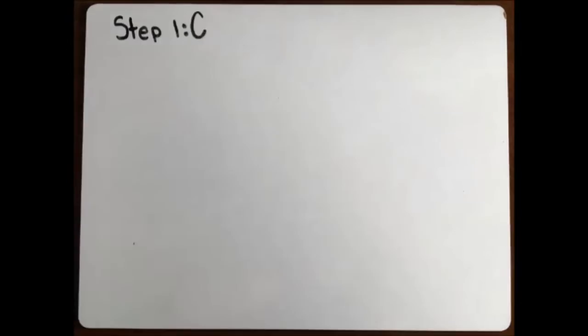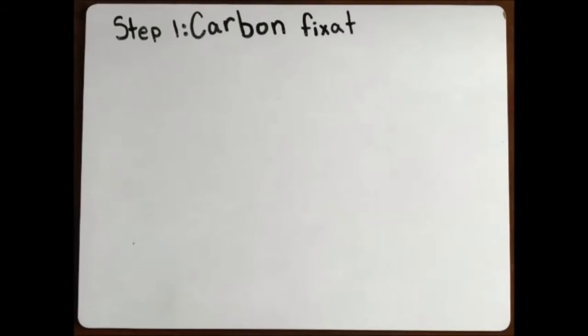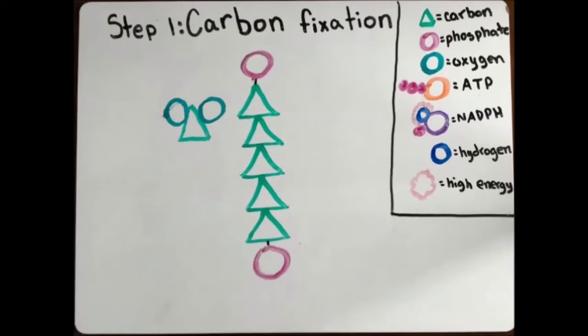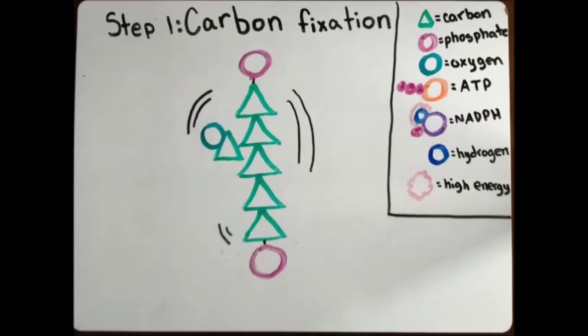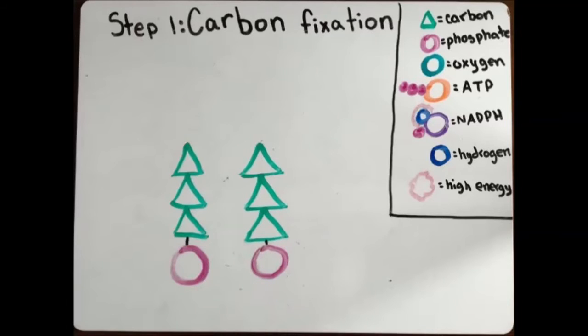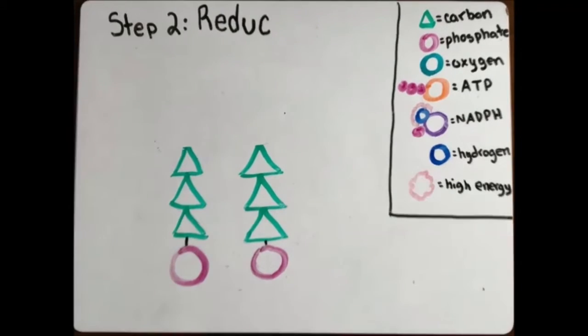Step 1. Carbon fixation. A 5-carbon compound called RuBP combines with a CO2 molecule to form an unstable 6-carbon compound. It then breaks down into 2 3-carbon molecules, which are much more stable and happy. These compounds are called PGA. Then leads to step 2, reduction.